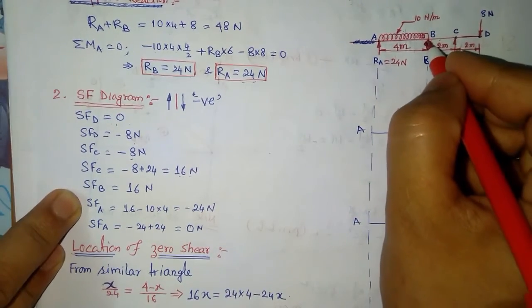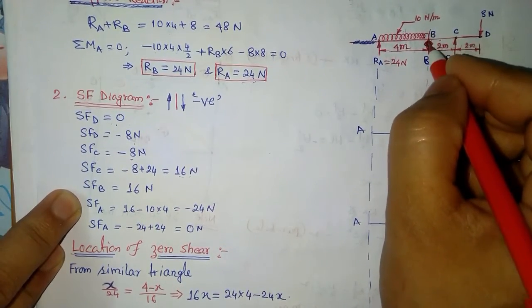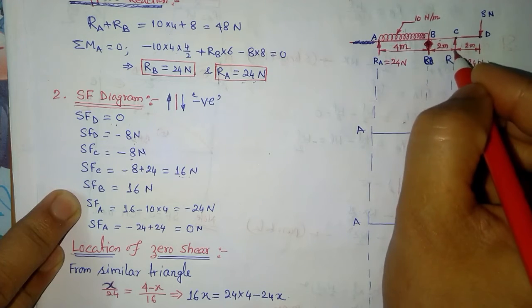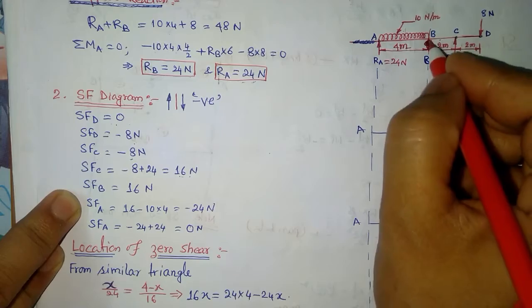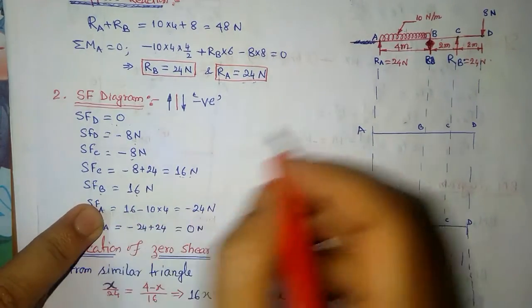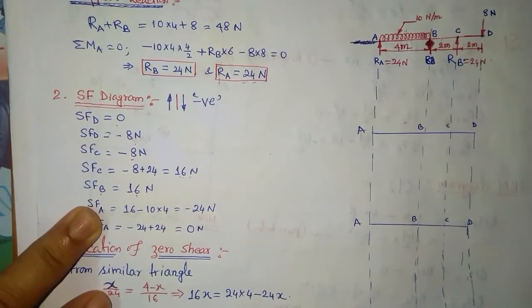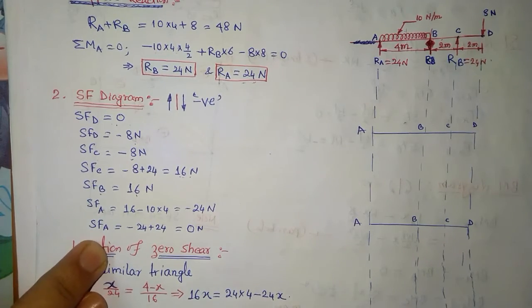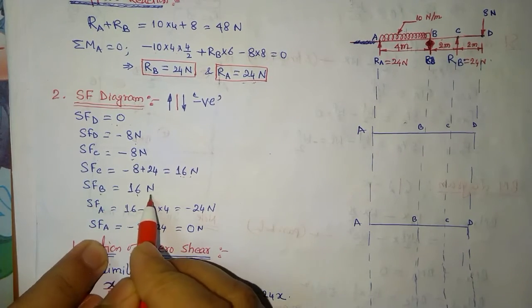Next we will find SFB. At point B there is no load, whatever load is there at point C is coming to point B. So SFB is 16 Newton, since between B and C there is no load. So we got SFB is equal to 16 Newton.